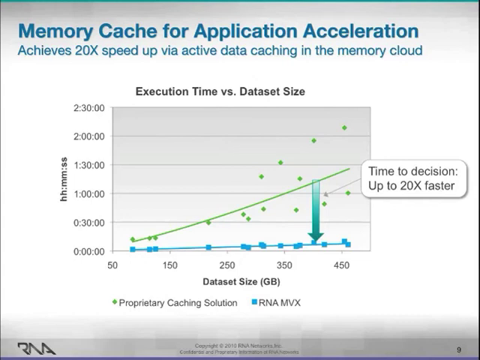This also has a side benefit that the other applications that are still working against storage for general purpose file capabilities are basically getting the benefit of the offload of the active data out of the storage tier.